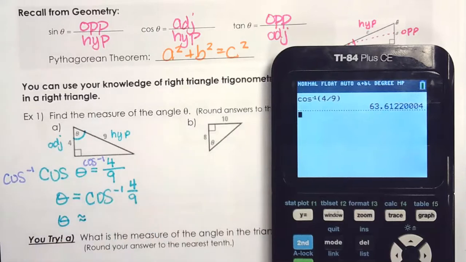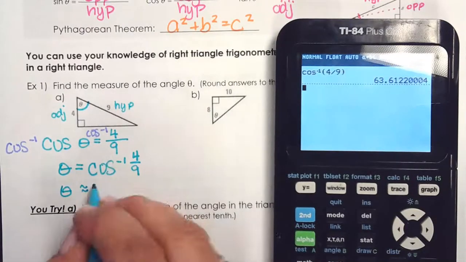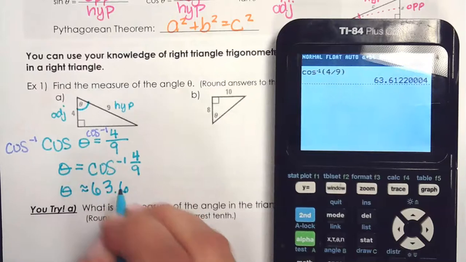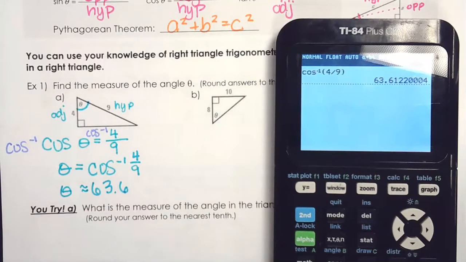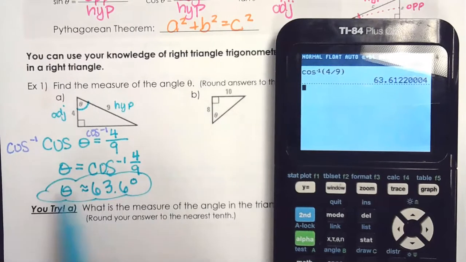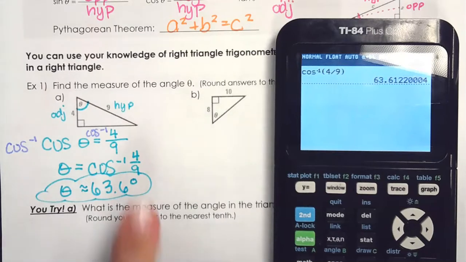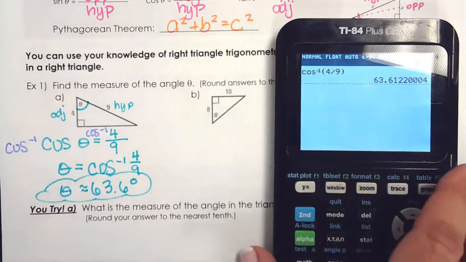Because I'm rounding, I'm going to use the approximately equal to symbol, and then I'll have 63.6. And something very important that we need to remember is because we are in degree mode, we're going to make sure that we have the degree symbol. Within this unit, we're going to learn a new way to measure angles called radians. So the degree symbol is important so that we can distinguish between those two methods.